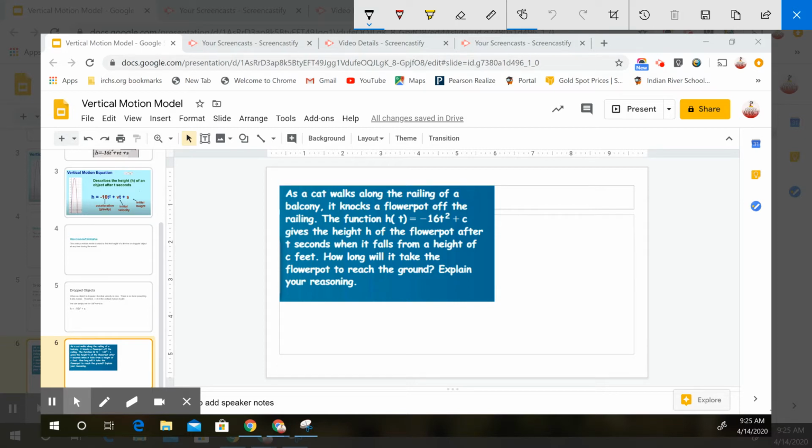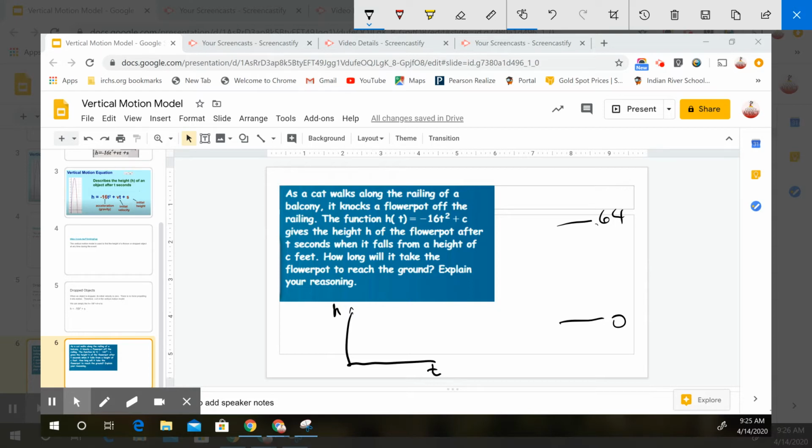Now, if it's at the height of 64 feet, and then it drops to the ground level, that is going to be 0 feet, correct? So when we talk about modeling things as graphs, this is going to be the H and this is going to be the T. T would be what we consider the x-axis and H would be the y-axis.